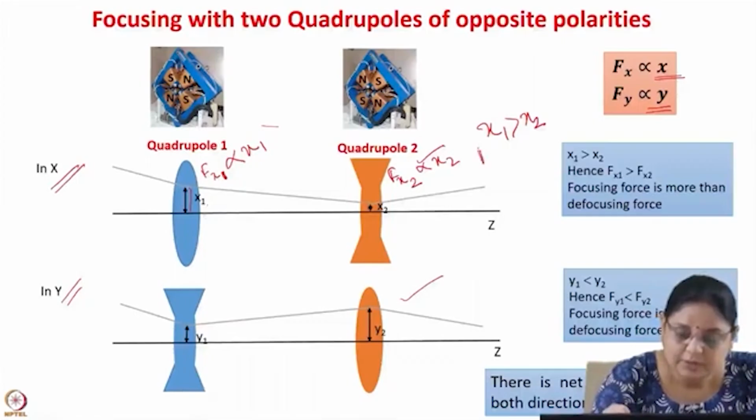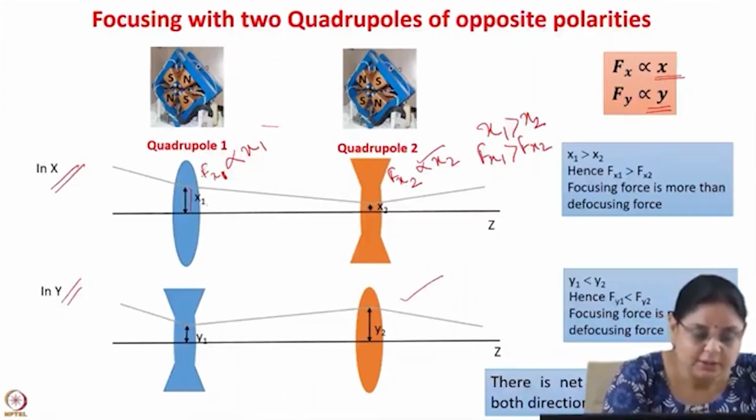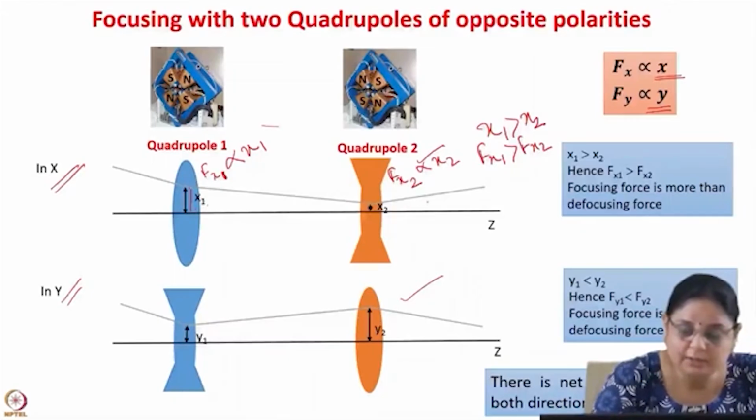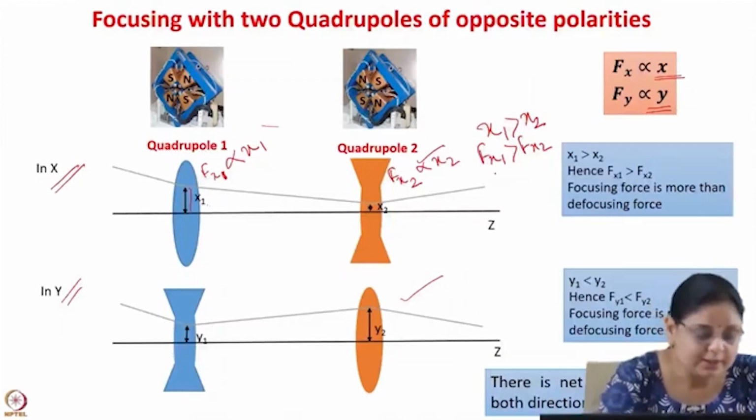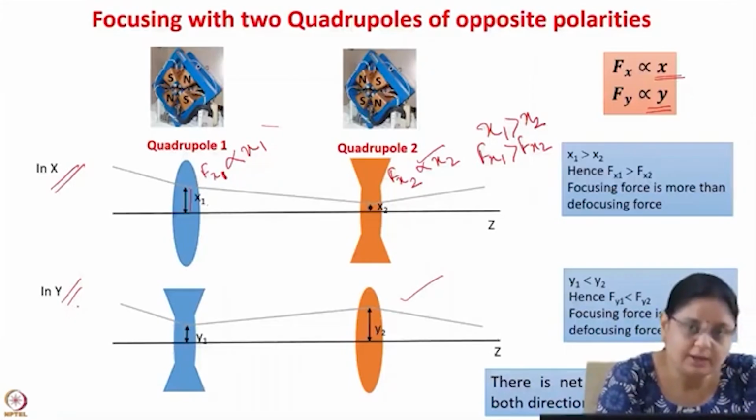Okay, so Fx1 is greater than Fx2. So in the x direction, the force due to the focusing quadrupole is more than the force due to the defocusing quadrupole. Hence, the net result will be that the beam will be focused in the x direction. Now, let's see the behavior of the beam in the y direction.